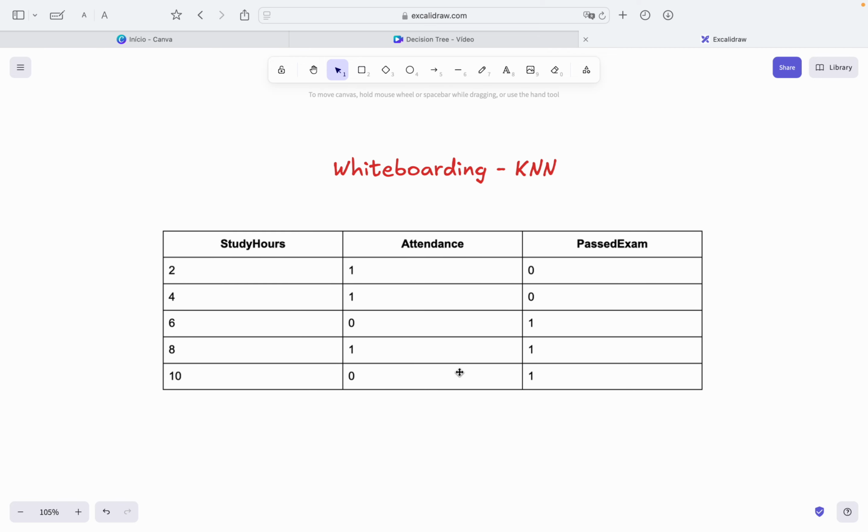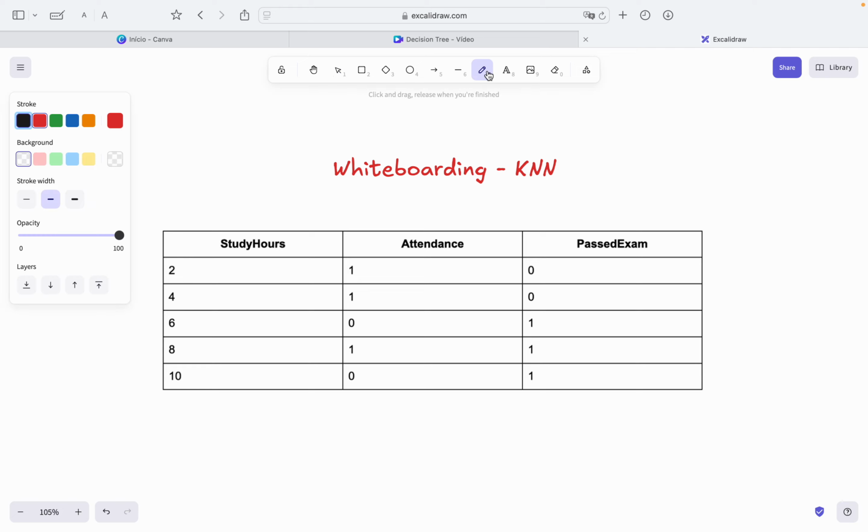So here we have our data set, which is study hours, so how many hours the student studied, attendance in the classes, and past exam. You see that the one for study hours is pretty self-explanatory: how many hours the students studied. Attendance, one is for true, zero is for false, and so is for pass exam.